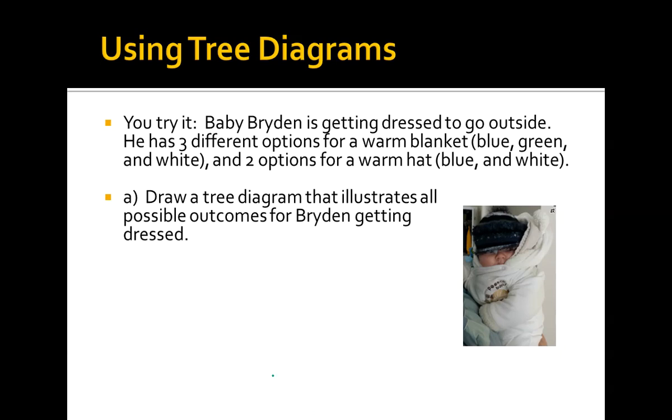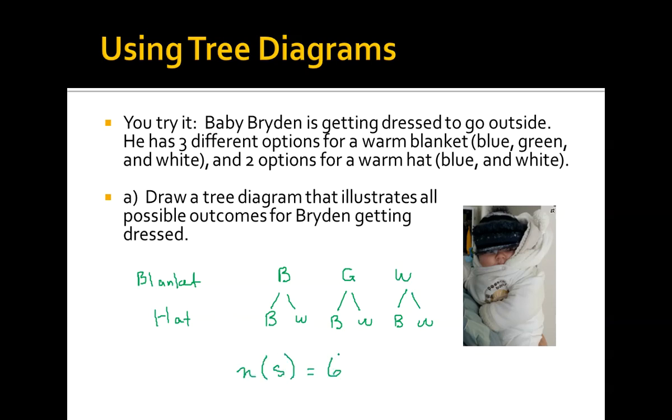All right, I'm going to continue. So for Bryden's blanket, we can have blue, green, or white. And then for the next layer of a tree diagram, we will have branching out options for his hat, which can be blue or white. If he has a green blanket, he can have a blue or white hat. And if he has a white blanket, he can have a blue or white hat. So we can see that there are 6 different outcomes in this situation. The number of elements in the sample space would be 6.